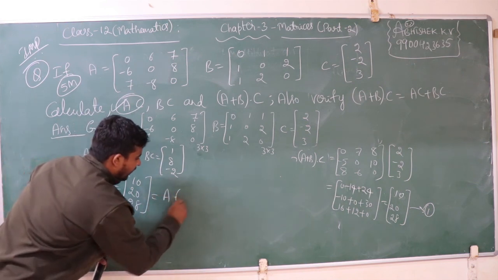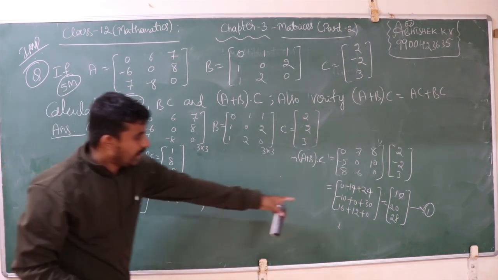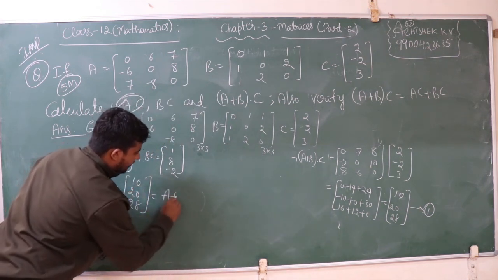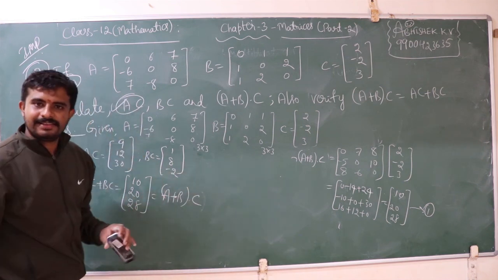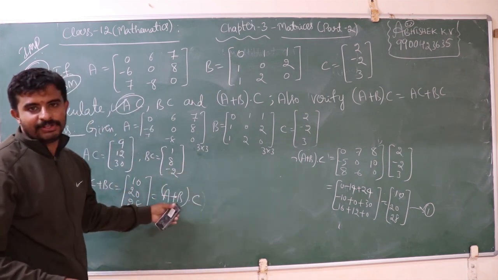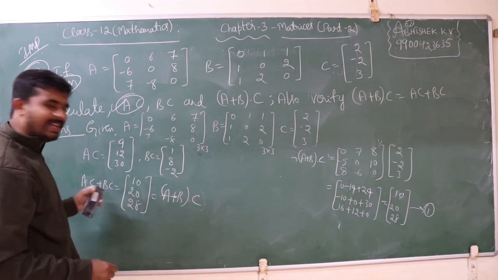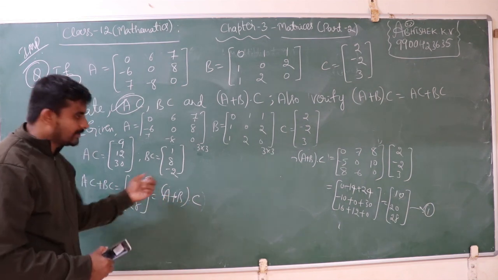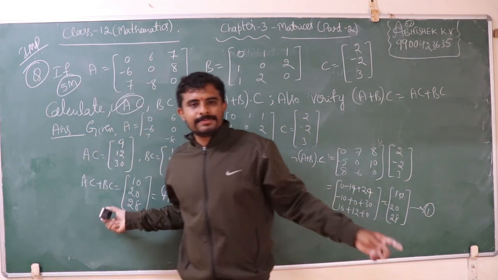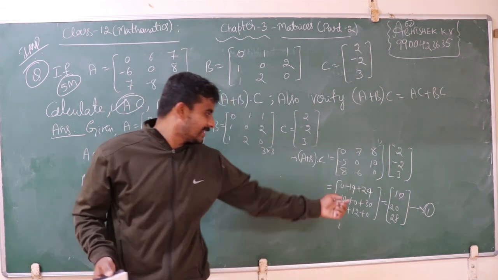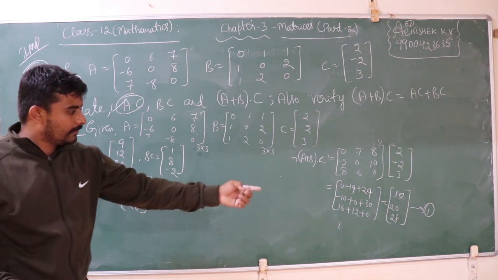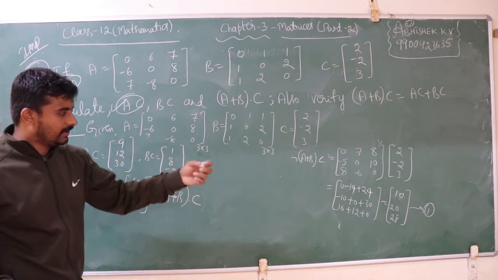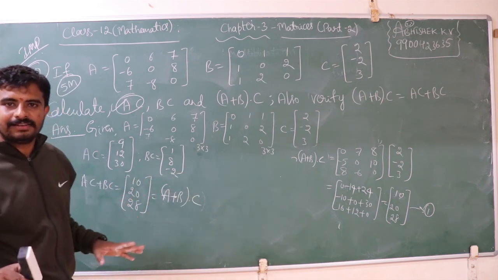This is equal to what? A plus B of C. Sorry, A plus B of C. Is it clear? So this is for 5 marks. This is the distributive law. A plus B of C is equal to AC plus BC. The first row, first column element of A plus B dot C is the first row, first element of AC plus BC. Second row is also the same, 20, 20. Third row, 28, 10, 20, 28. Is it clear? Please note this down.